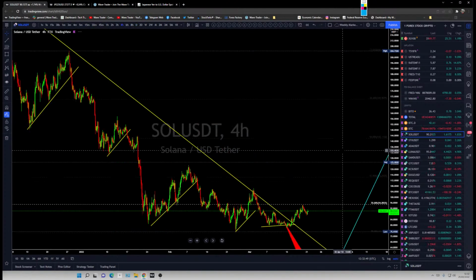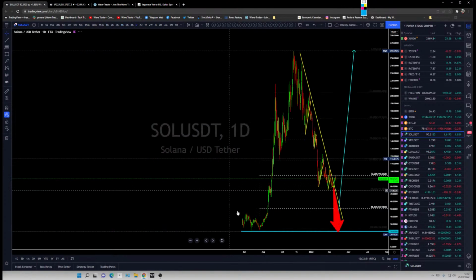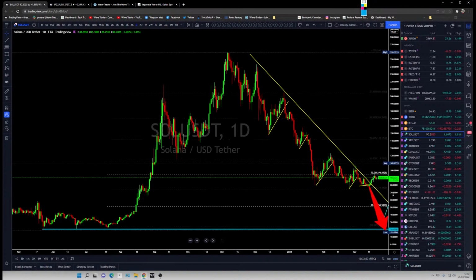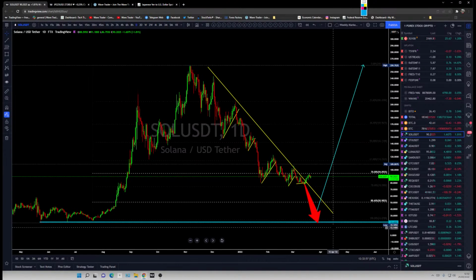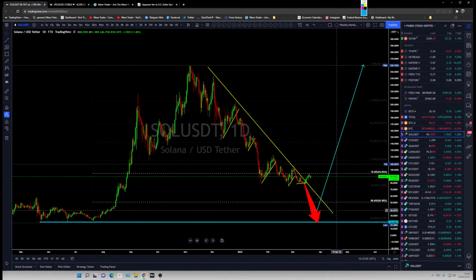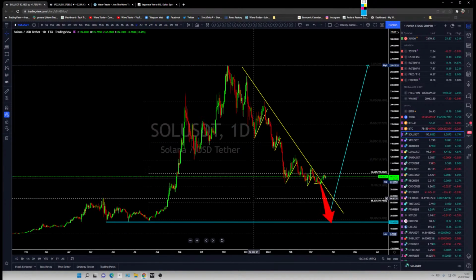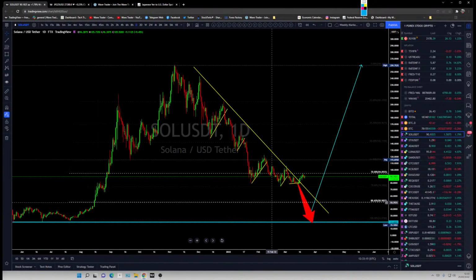So cryptos are still dead, or dying, we can say that. We haven't seen any change since last week. Why? Because the Fed is there. The Fed is just taking their tools out of their box and trying to fight inflation. So when they're fighting inflation, these are inflationary assets. They're going to struggle. They will struggle.